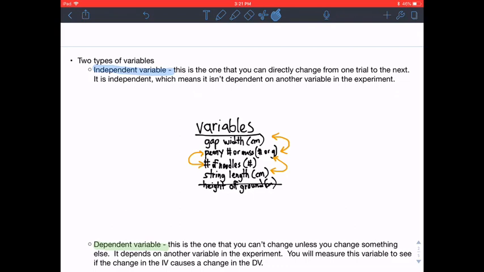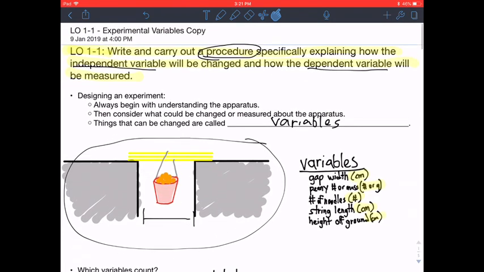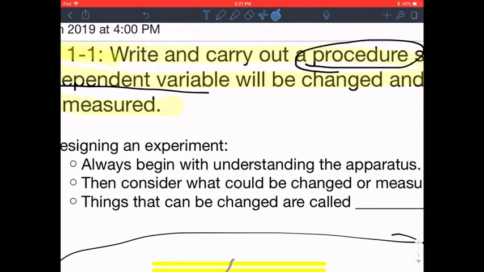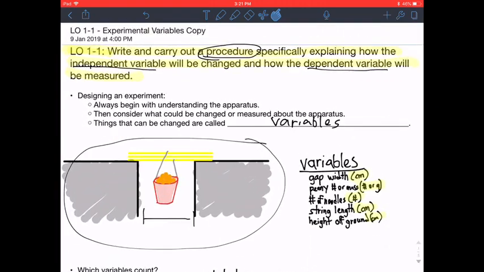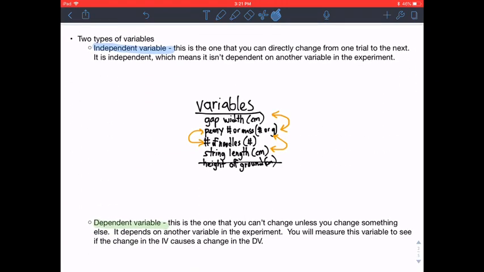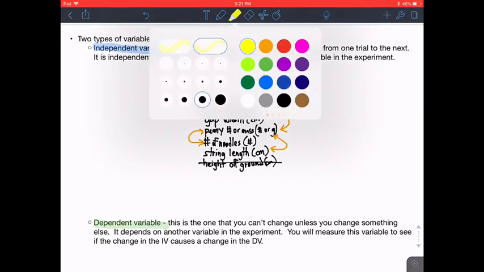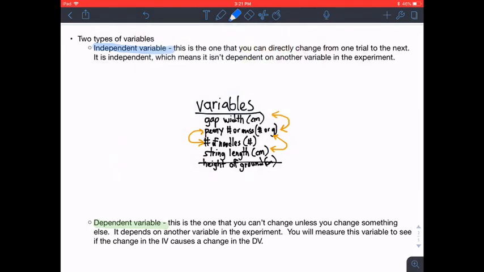about the two types of variables, independent variables and dependent variables. Remember that independent variable was up here in the learning objective, and so that's an important thing for us to know in this lesson. I'm going to highlight all independent variables blue to match the way I highlighted the word independent variables on this slide. So independent variables are the things that you can directly change from one trial to the next. They're independent, which means you can directly change them. They don't depend on some other variable.